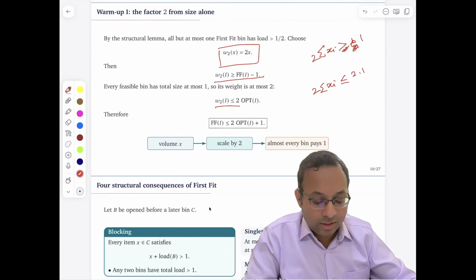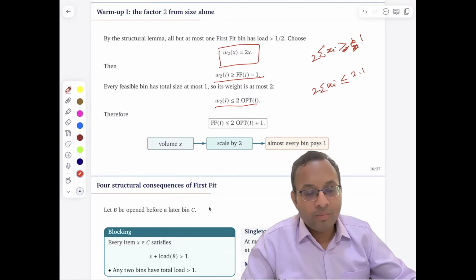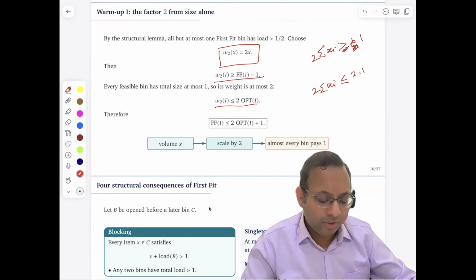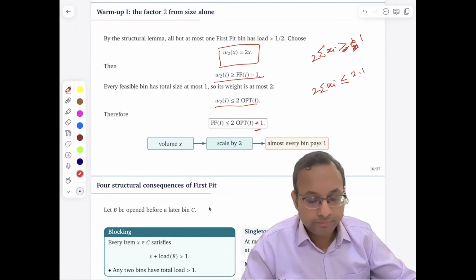So we get this upper bound on the weights, and these two together give us that the total number of bins for first fit is less than or equal to 2 times OPT plus 1. And with a more careful analysis, you can actually show 2 times OPT minus 1. So this shows the simplest weight function.